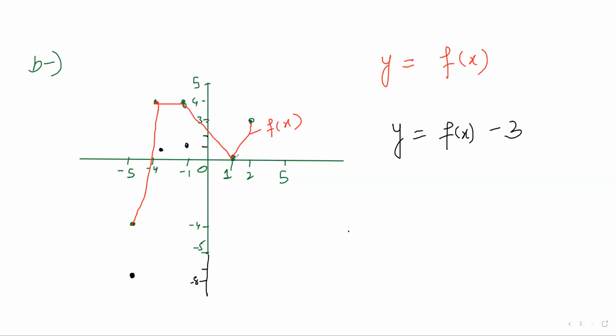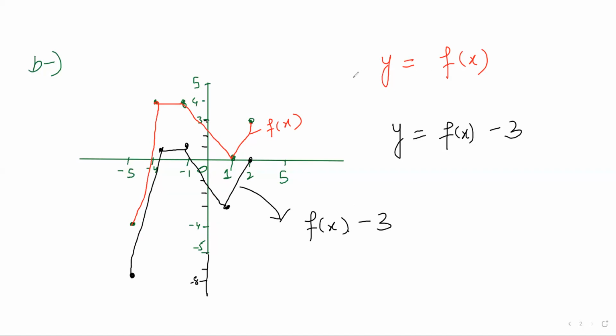This was at... so 3 units downward: -1, -2, -3. It's going to come here. This was at +3, so 3 units downward, it's going to come 2, 1, and 0. So let's join all the black points. The graph in black is f of x minus 3. Can you understand now?